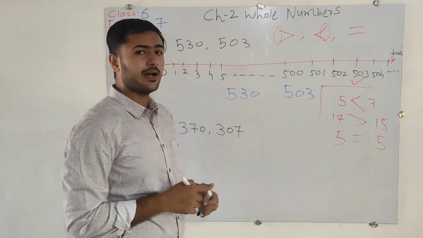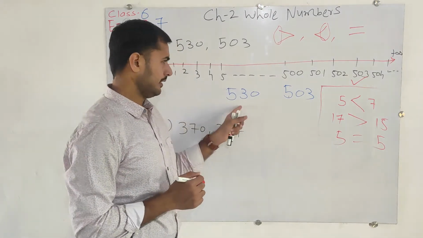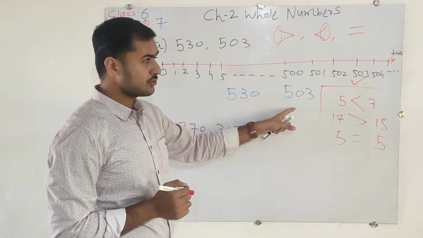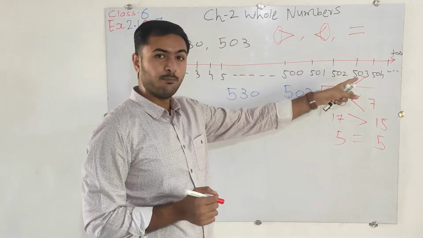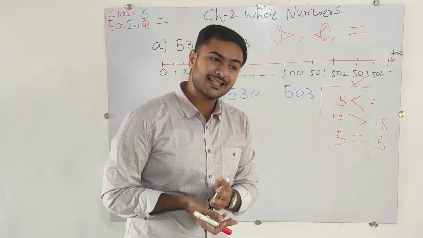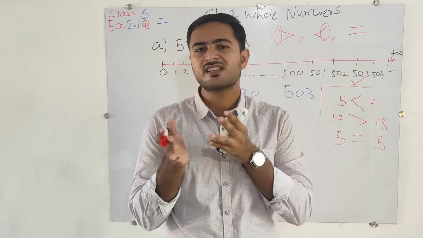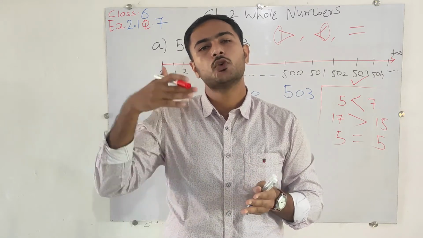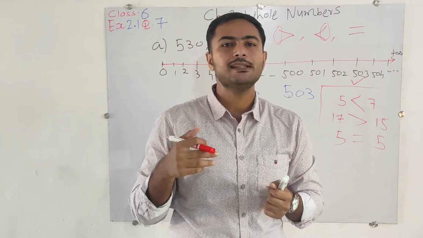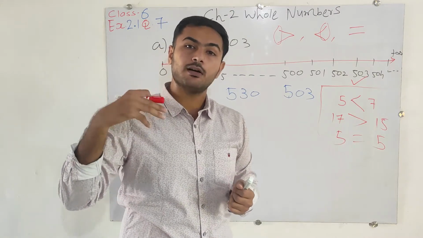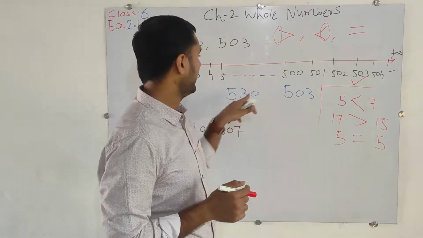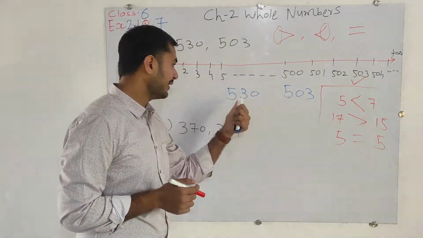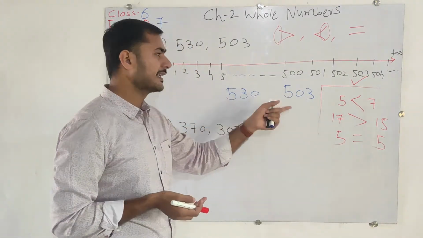Now here, 530 and 503. Which is the bigger one? Of course 530 is the bigger one, because 503 actually comes first on the number line. So we can say that the numbers which come first on the number line are all smaller compared to other numbers, meaning the numbers which come after that number. Like 530 comes after 503. That's why 503 is smaller than 530, or 530 is greater than 503.